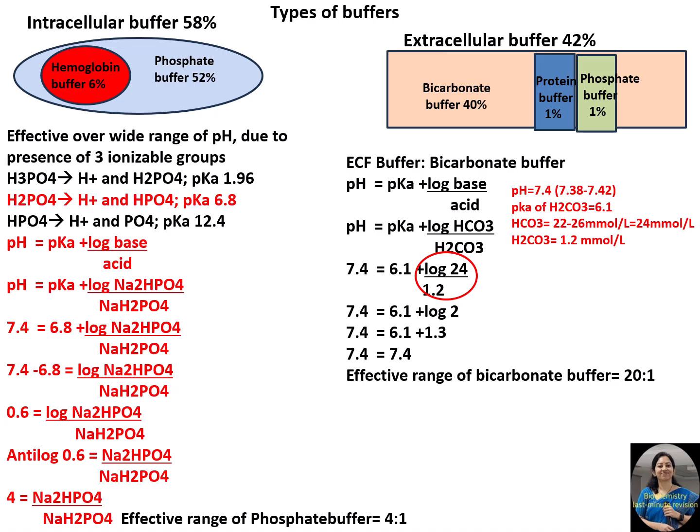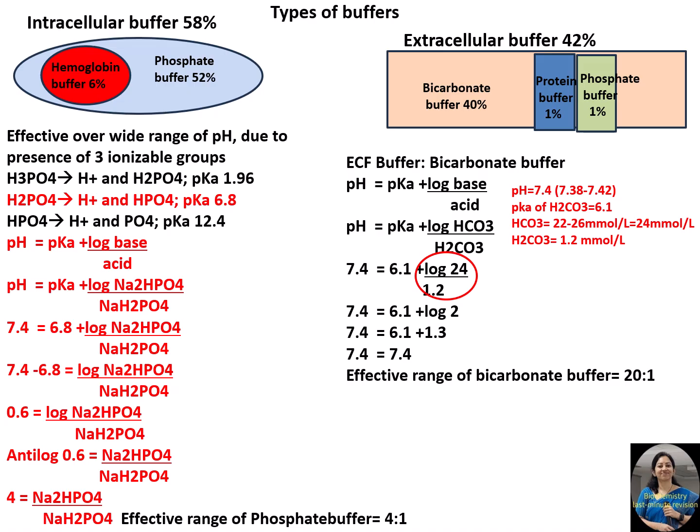Now phosphate has got three ionizable groups. First group is H3PO4, which dissociates as H plus ion and H2PO4, and the pK of H3PO4 is 1.96. Second is H2PO4, which dissociates as H plus ion and HPO4, and the pK of H2PO4 is 6.8. The third group is HPO4, which dissociates as H plus ion and PO4, and the pK of HPO4 is 12.4. Among these three ionizable groups, the pK of H2PO4 is 6.8, which is close to physiological blood pH, and this acts as the phosphate buffer.